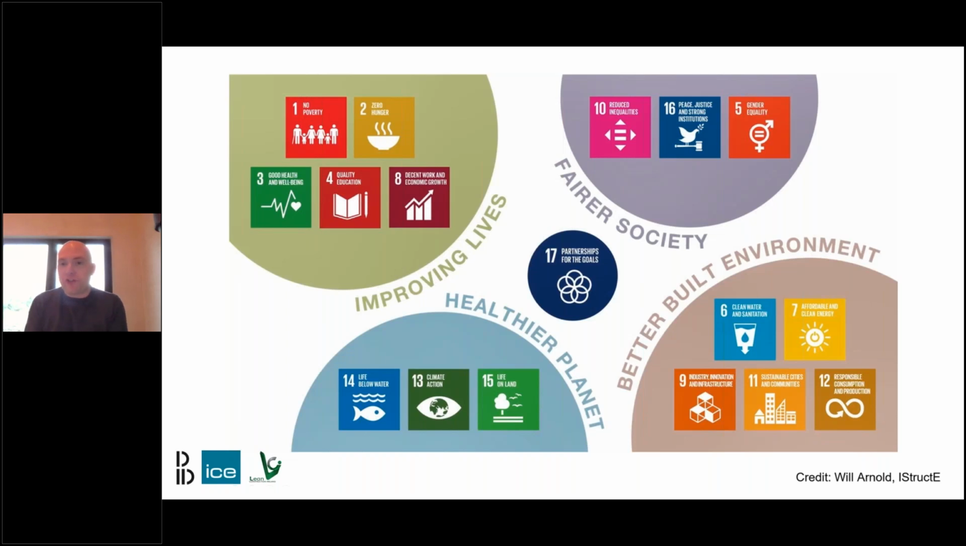Will Arnold from the iStructE has very nicely categorized each of these 17 sustainable development goals into 4 main categories. The one that probably affects a good majority of you here in the audience today is down in the bottom right-hand corner, about a better built environment, and there are SDGs that align themselves with that. But interestingly, all of these SDGs really focus around target number 17, which is the need for partnerships to be able to realize these goals.